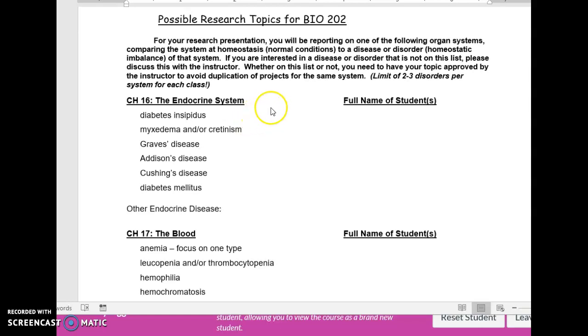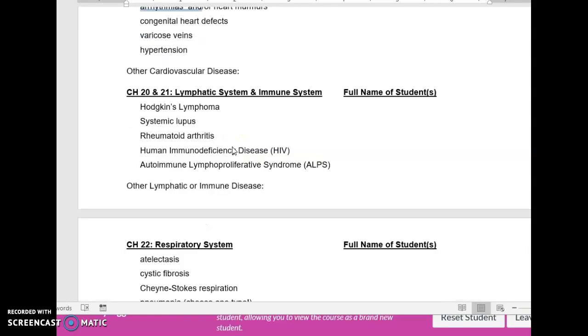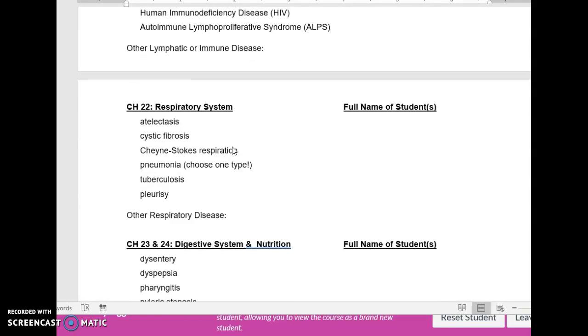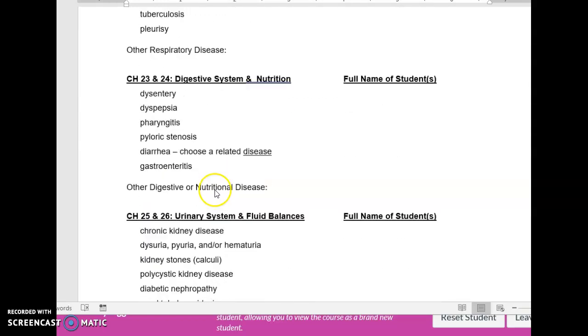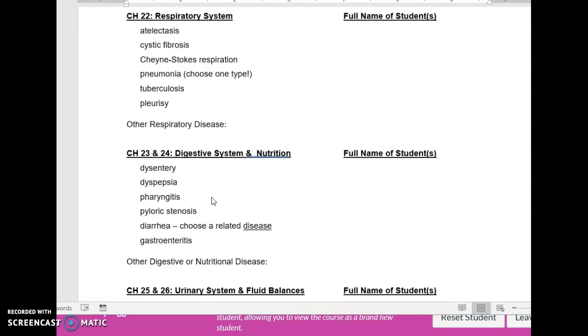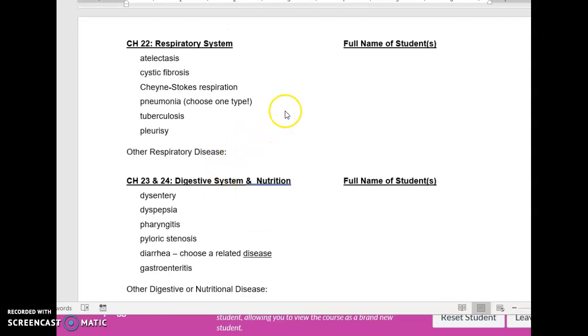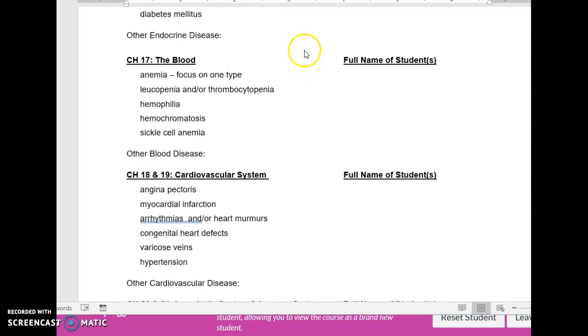Now, there are many choices on this sheet, which is in the module on the research project in Canvas. So these are all diseases: the endocrine system, of the blood, cardiovascular system, lymphatic or immune, respiratory, digestive. So let's say you want to do dyspepsia, you could choose that. Urinary, reproductive. I'd like all the students to have a different one. So I will do this first come, first serve when you decide on a topic. So just let me know as soon as you can.